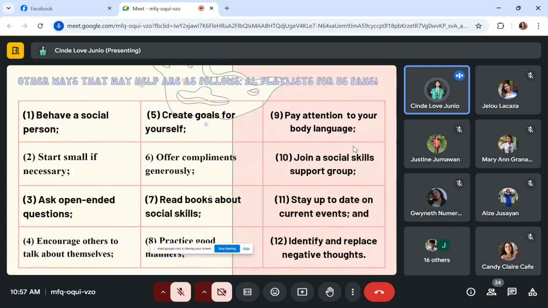And third is ask open-ended questions. Ask questions that need more than a yes or no answer. Pwede, nagkauna ka, nagunsa ka, di ba?